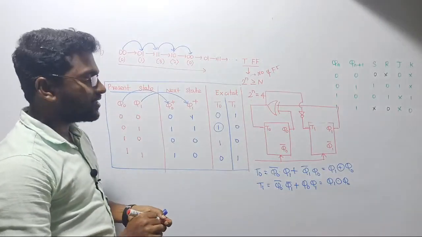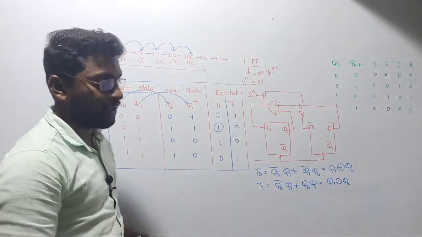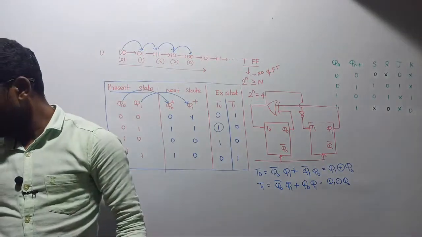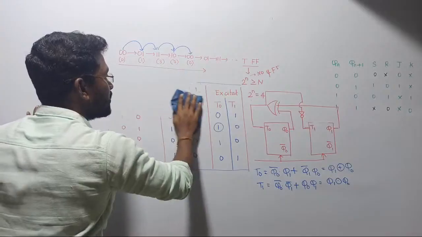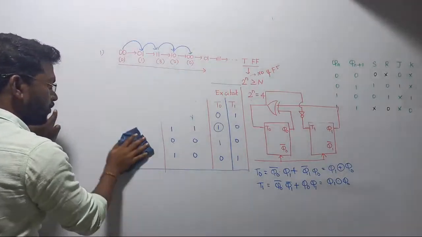So for your best understanding, let me take one more example. So let us take the next one. We'll take some random sequence. Let us see how to design the random sequence.